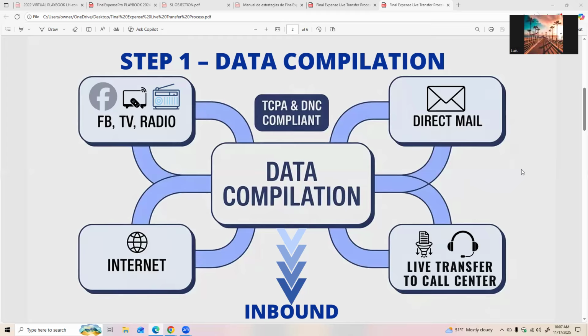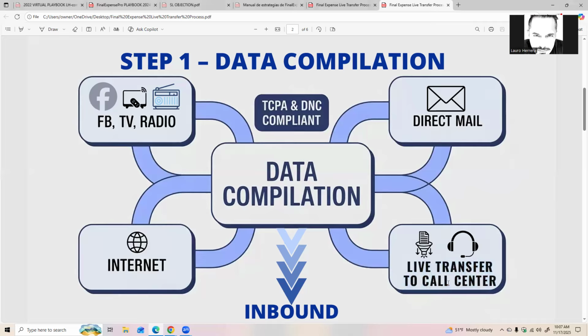Correct? Right, correct. And that can be a range of Facebook, TV, radio, internet, you name it. These are all sources. But at that point in time, you have a choice. You can either one, buy it as a live transfer, or you can buy it as an inbound.